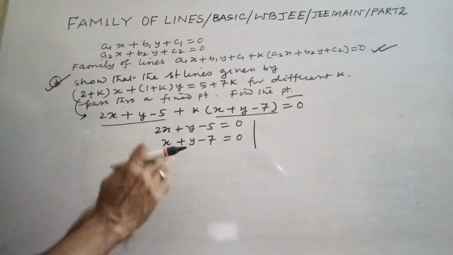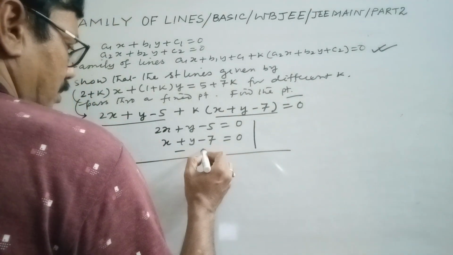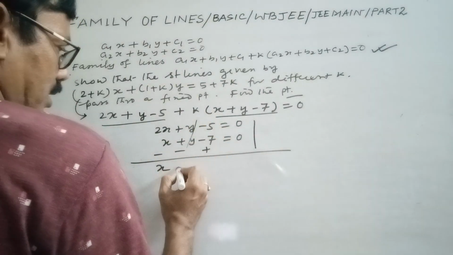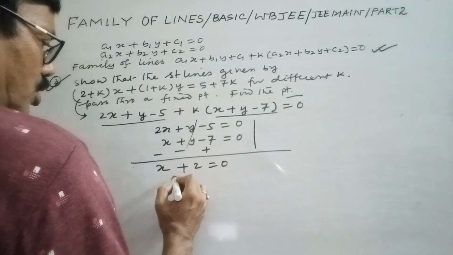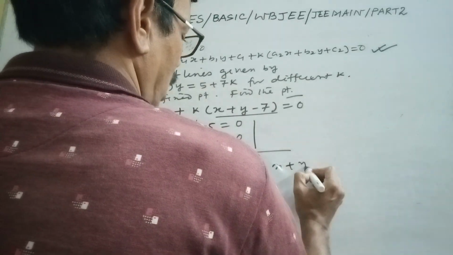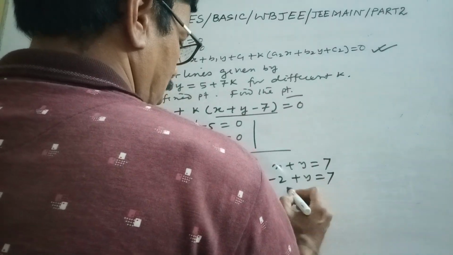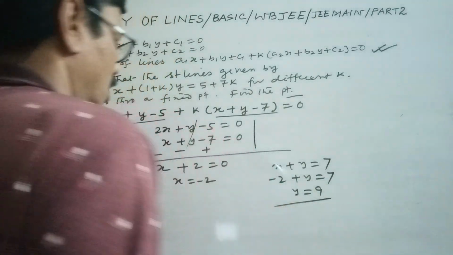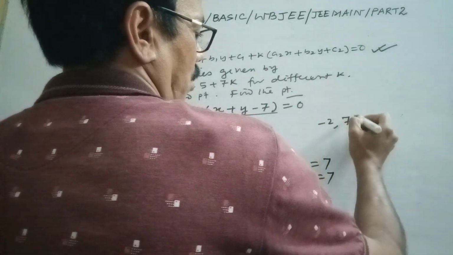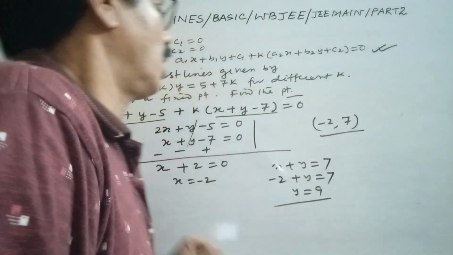So solving, we get the point of intersection. So look, if you subtract, y cancels. x plus 2 equals 0. So what is x? x equals minus 2. So x plus y equals 7, so minus 2 plus y equals 7. So y equals 9. So what is the point? The point is (minus 2, 9). So the fixed point is (minus 2, 9).